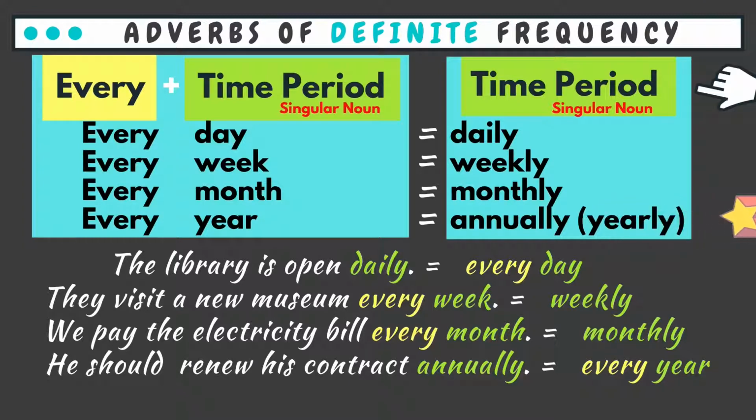Look at these examples. The library is open daily, or you can say the library is open every day. They visit a museum every week, or you may say they visit a museum weekly. We pay the electricity bill every month, or we pay the electricity bill monthly.